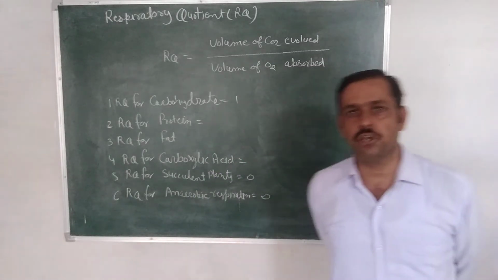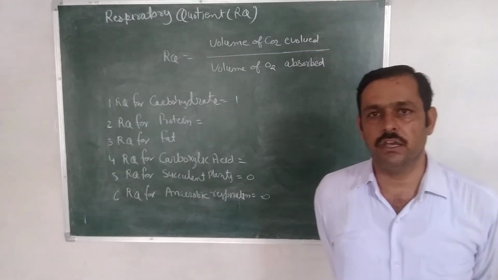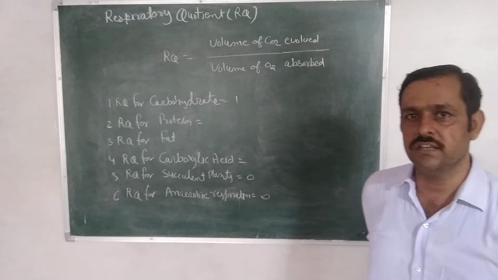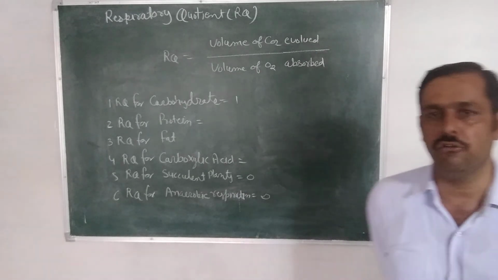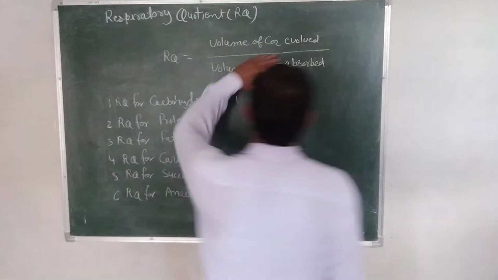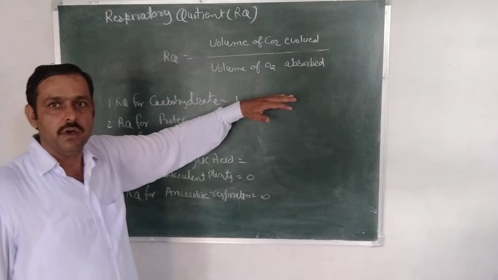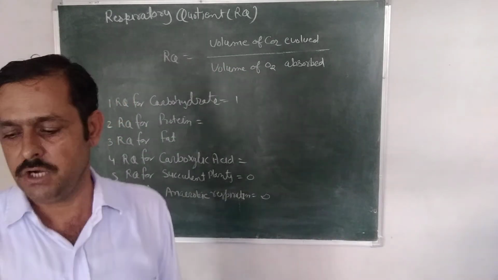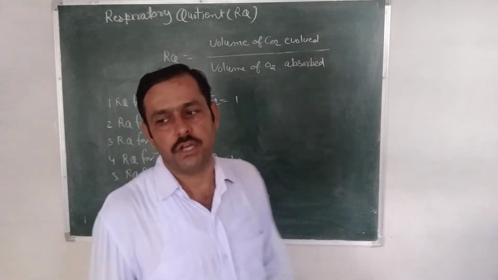What is respiratory quotient measured by? This is a one-mark question; you have to remember by which apparatus respiratory quotient is measured. You have to remember Ganong's respirometer. What is RQ? It is the volume of CO2 evolved in the reaction of respiration divided by the volume of O2 absorbed. That is called RQ or respiratory quotient.